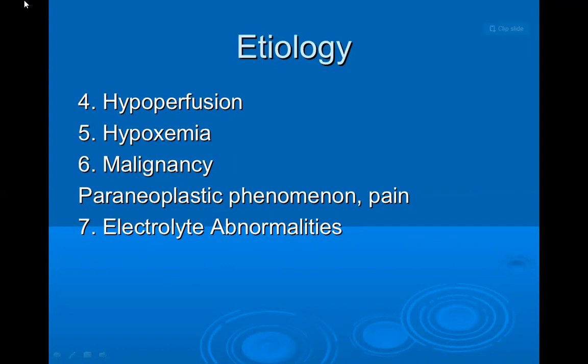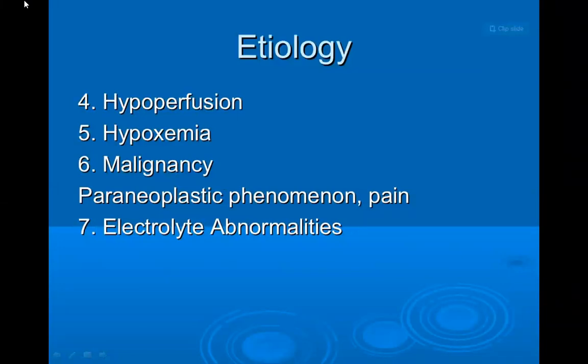Then next is hypoxemia, which means a reduced amount of oxygen in the blood. When the oxygen level in the blood decreases, in that condition also the brain is not getting a sufficient amount of oxygen. So the brain is not able to function properly. The function of the brain will be affected.